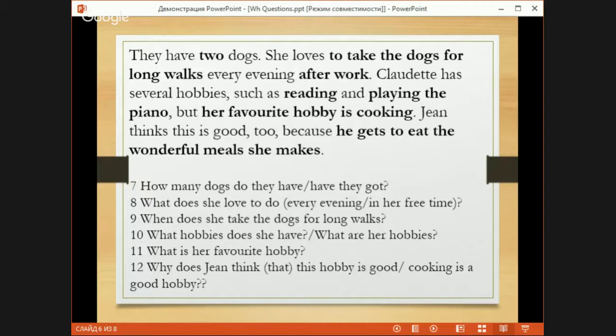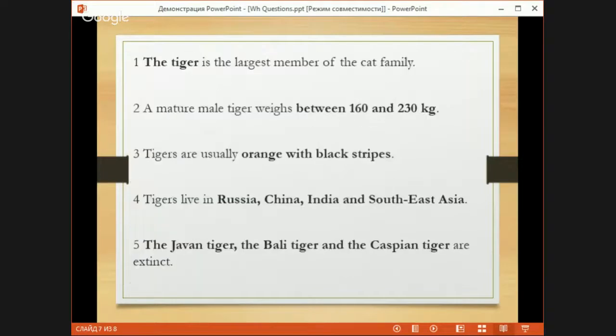And about her husband, about her favorite hobby. What is her favorite hobby? And about her husband, why does Jean think that this hobby is good? Or why does he think that cooking is a good hobby? Well, it's obvious because you eat something tasty.